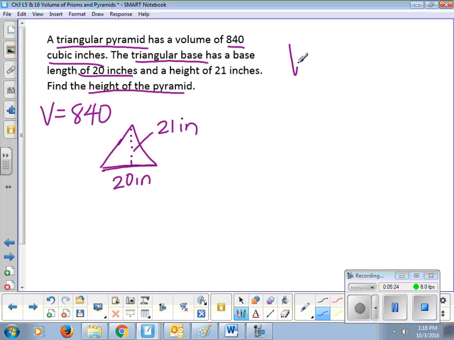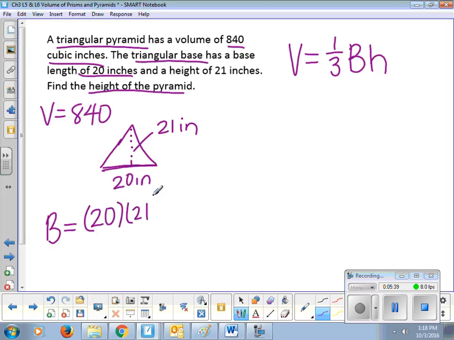We want to find the height of the pyramid. So we're using volume equals 1/3 times the area of the base times the height, and we're solving for h. If we look at our capital B, area of the base, we have to multiply 20 times 21 and divide by 2 since we have a triangle.